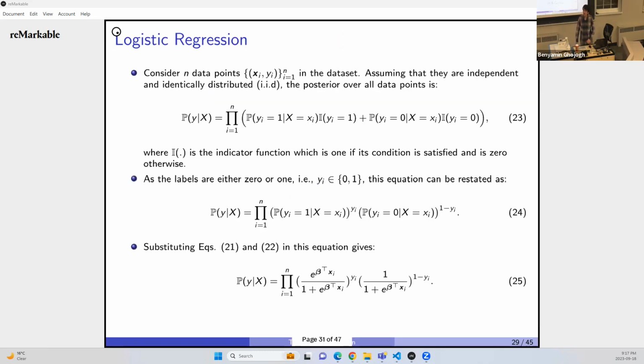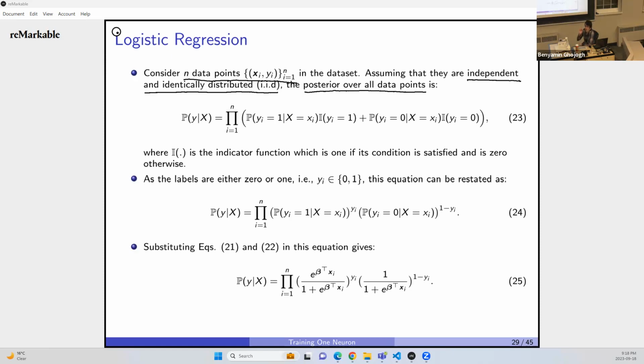So now let's train logistic regression. We go to training. Consider n data points, x1 to xn, with their labels, y1 to yn. And the labels are scalar here, right? The points are d-dimensional. Assuming that they are independent and identically distributed, or IID. What do I mean? Assume that the points are from the same distribution, but they are independent from each other. Okay. Then the posterior over all of the data points is this.